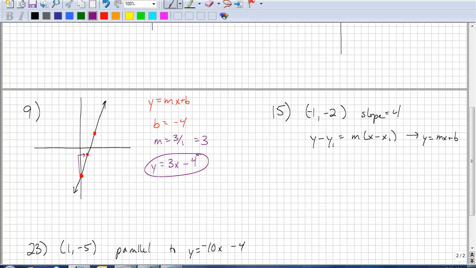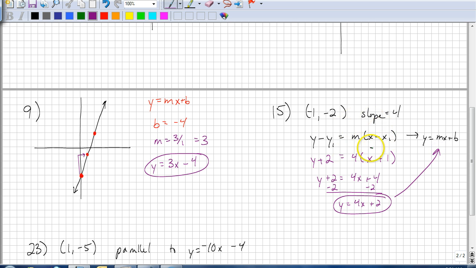When you get to number 15, they give us a point and they give us a slope, but for that, we need to first put it into point-slope form and then simplify it to be in slope-intercept form. So let's review how to do that. It's going to be y minus your y1, which becomes y plus 2, since it's y minus a -2, equals your slope, which is 4, times x minus a -1, which becomes x plus 1. Distribute the 4 through. So we get 4x plus 4, subtract 2 from both sides, and I get y equals 4x plus 2. So again, we got it into slope-intercept form by starting out in point-slope form and simplifying it.